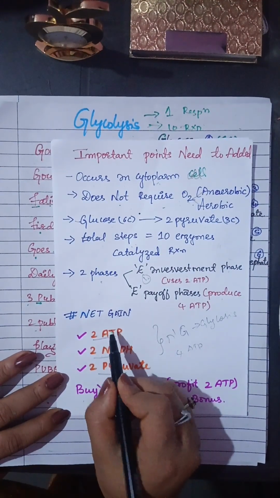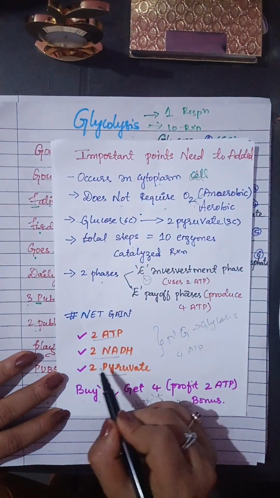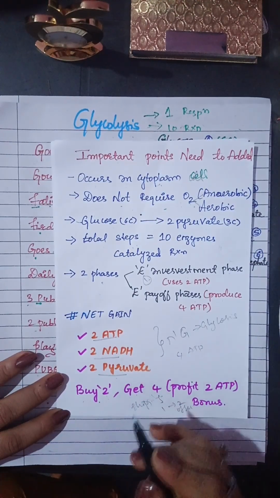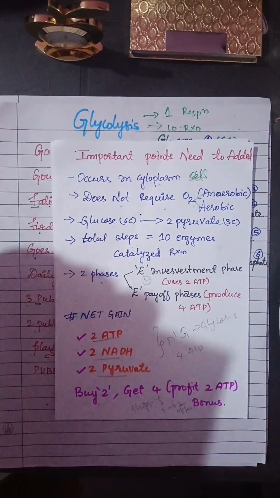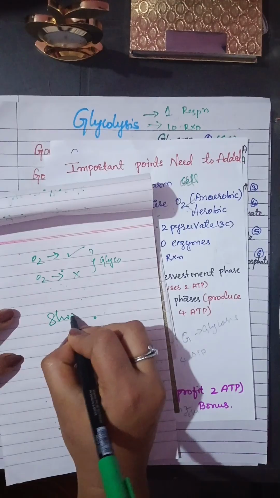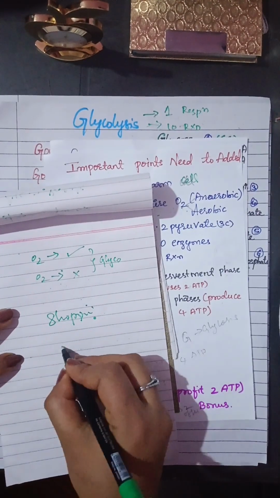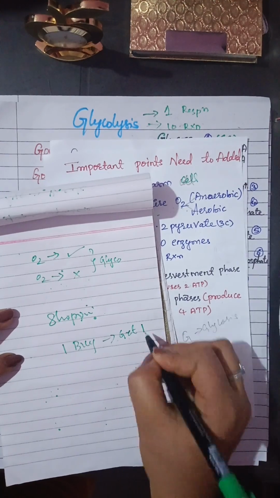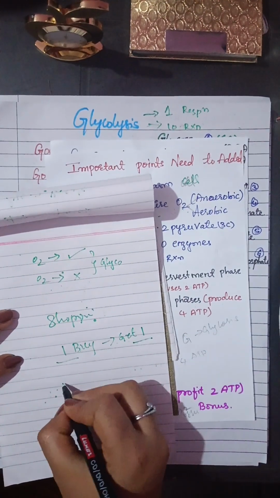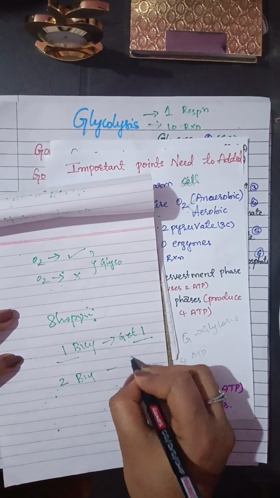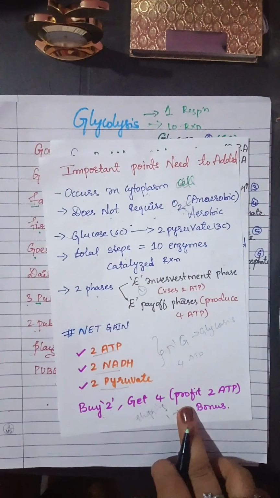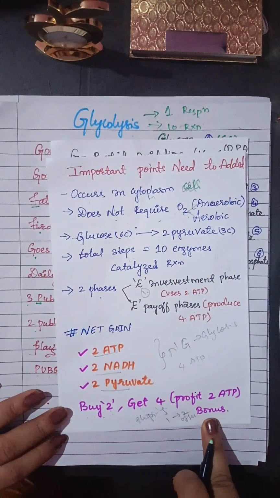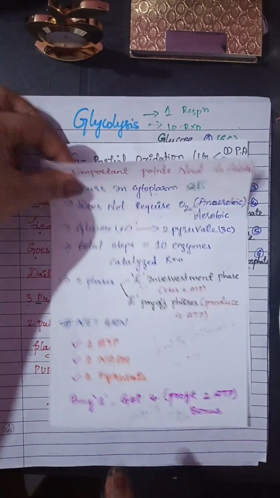So what is the net gain? 2 ATP molecules, 2 NADH molecules, and 2 pyruvate are produced. Whenever we go to a shopping mall, there will be a holding like buy one get one. If we buy one, we will get one more. So here buying 2, getting 4. We are getting a profit of 2 ATP molecules. It is a bonus, so that we can remember.